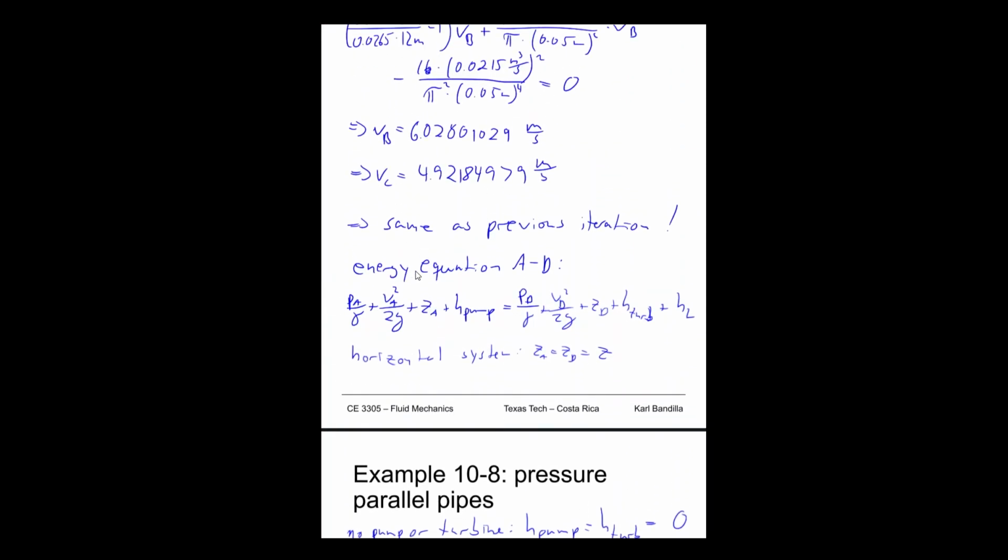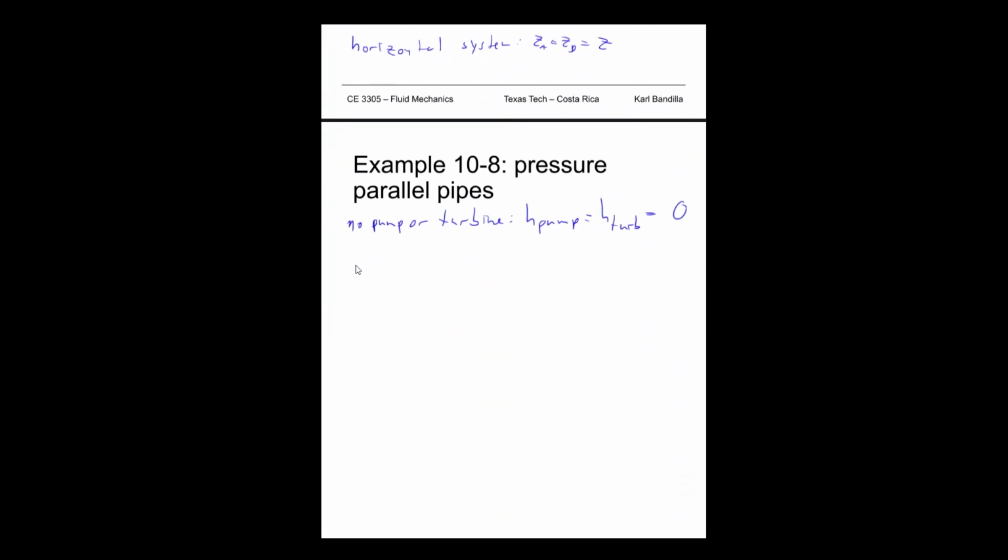What else do we need? So we want to get the pressures, right? That's what we're looking for. We calculated what the velocities are. We figured out what the elevations are. We figured out pump and turbine. Means HL is left. We can choose either pipe, it doesn't matter. Let's do B, because as we said, the losses have to be the same along the two pipes.